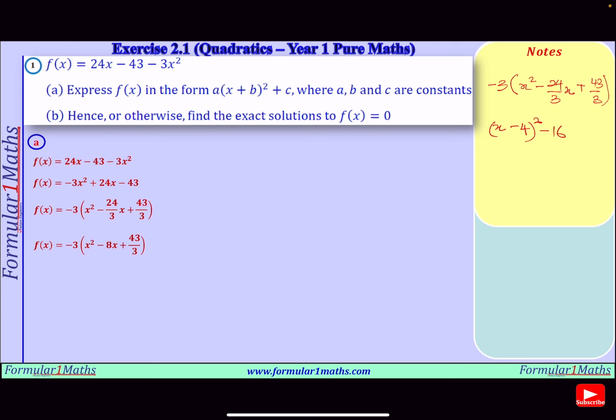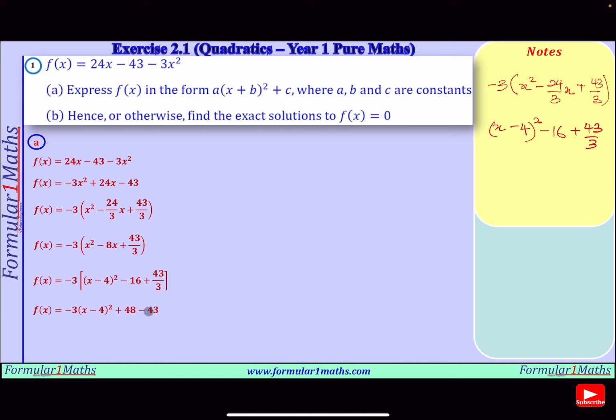I then multiply minus 3 into the square brackets to get this, because minus 3 times this term here will cancel the 3 here to give minus 43. I then simplify 48 minus 43 to get this. So we have written f of x in this form. So we can say that a is minus 3, b is minus 4, and c is 5.